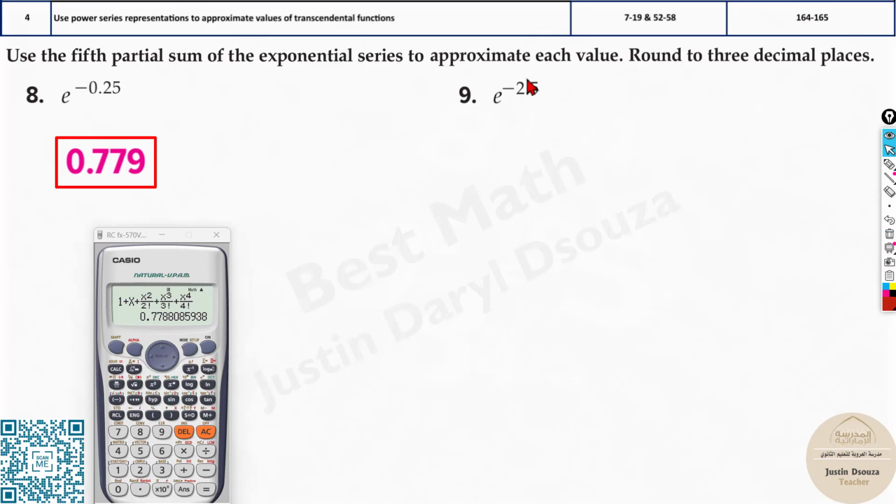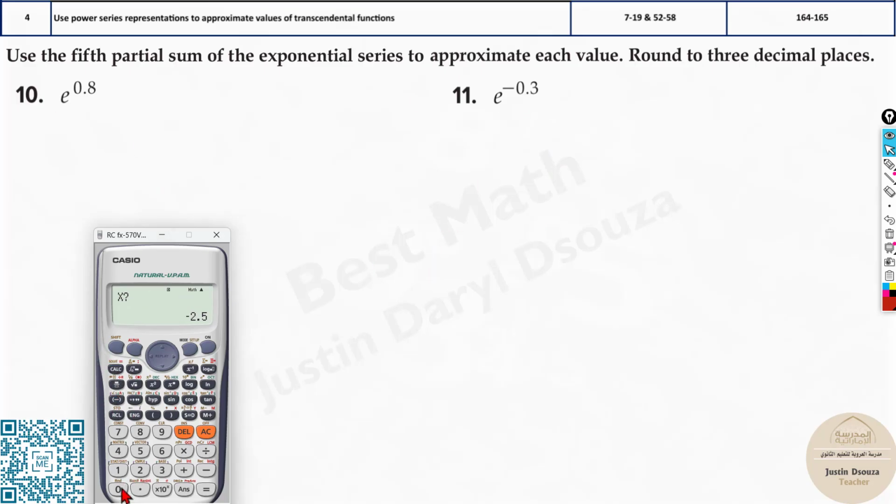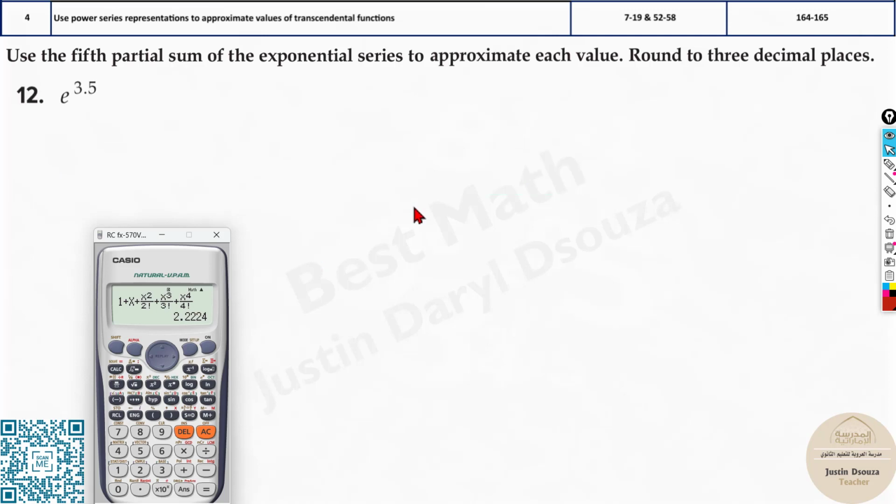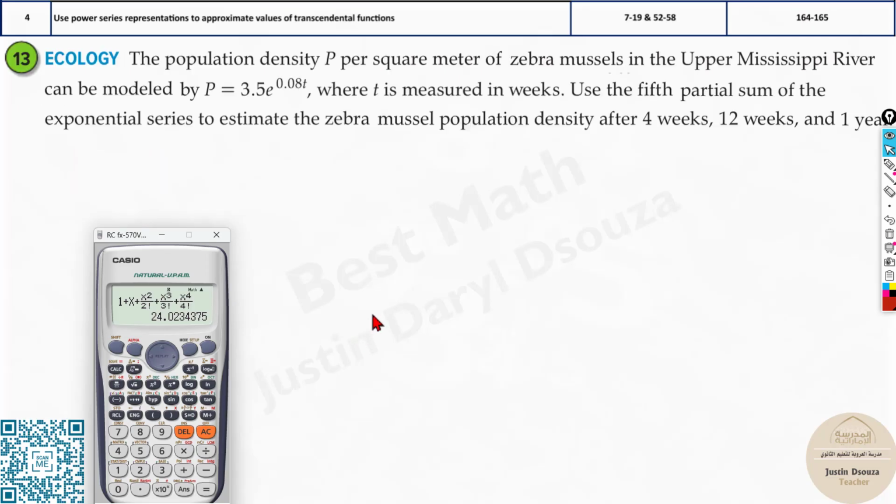Now, if you want the next answer, just press calc minus 2.5. And here we go. The answer is 0.648. Similarly, please do try all these answers. I'll just check one more. It's 0.8 over here. And you can see the answer must be 2.222. And yes, that's the answer. So this is how we can easily solve all these problems. Now here, let me just try this, 3.5. Absolutely, this is the correct answer.